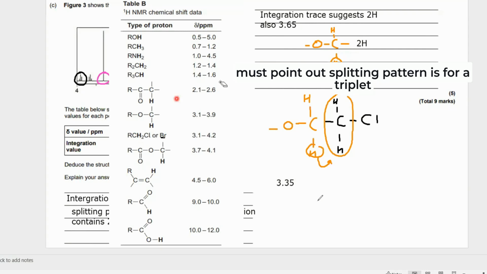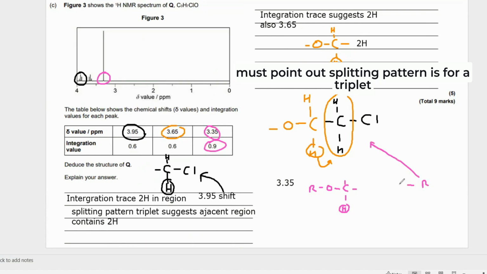So finally, let's look at the final chemical shift, which is 3.35. Now, if we look at 3.35, it's not going to be a halogen, because we've only got one of those, but it could be ROC with another H. And that will be because it's pointing out the same O we've got in our second environment. So what I need to do is flip this diagram around for this group. You just need to point out what it suggests, and it suggests a C with the H and the O and an R group. And the R group is actually the ClCH2CH2.